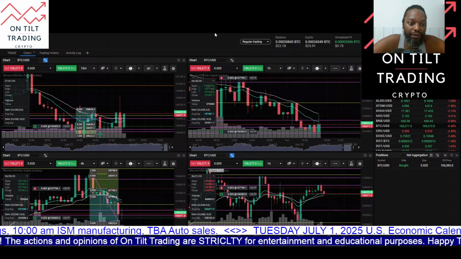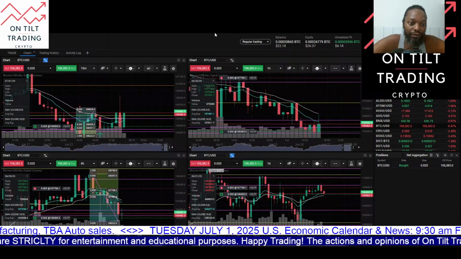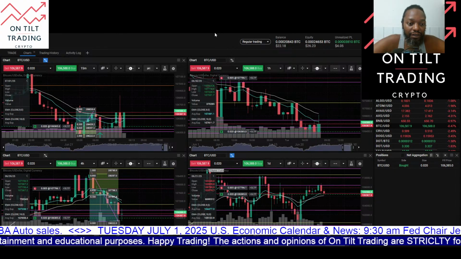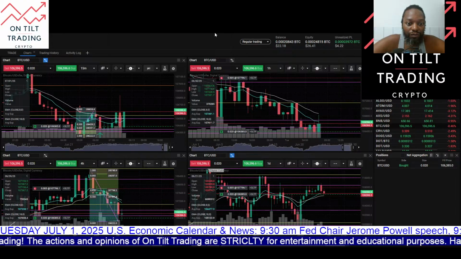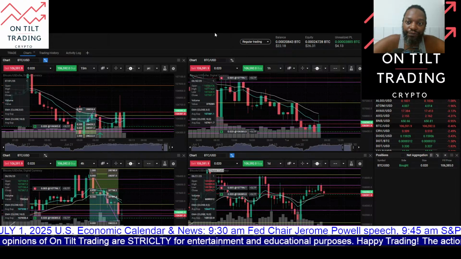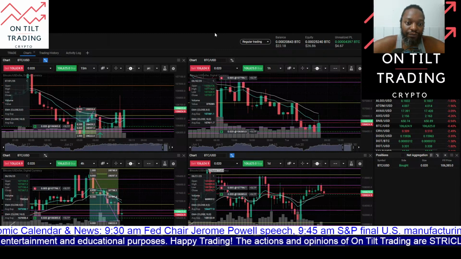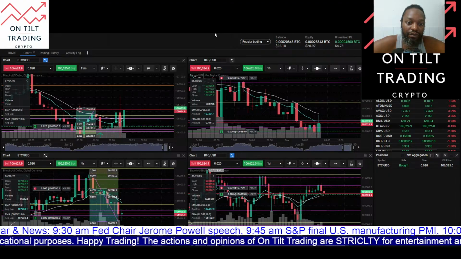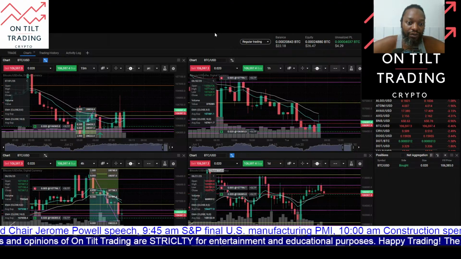$106,550. Price being delivered to the buy side with speed. Price now trading above the opening structural range high. 106,600. $106,620 with speed. Consolidation back to 106,600.